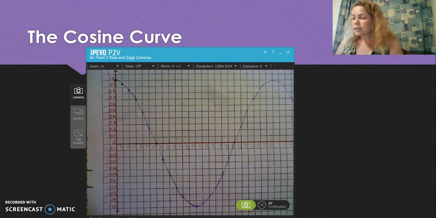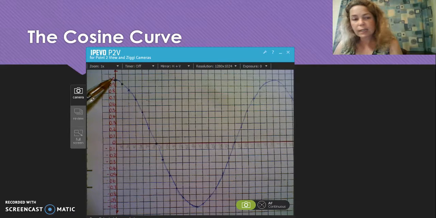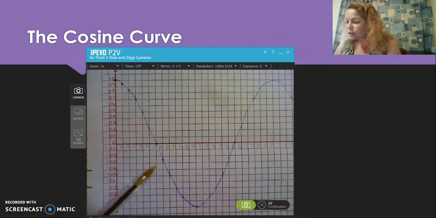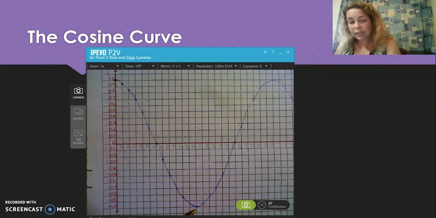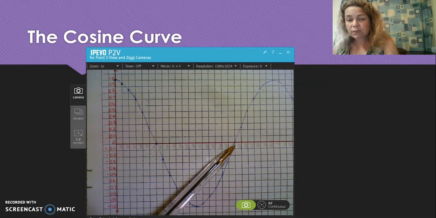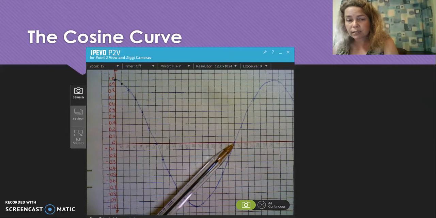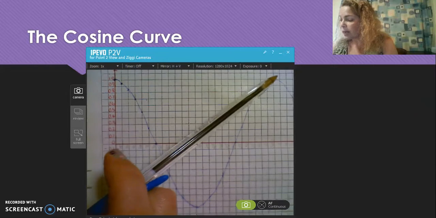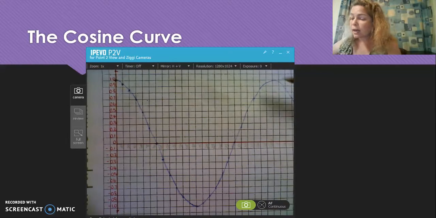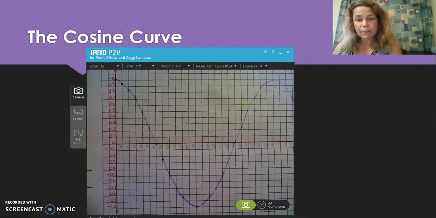You can see that our cosine curve starts at 1 and then it comes down so that at 90 degrees our cosine is 0. It goes through, so at 180 degrees our cosine is negative 1. And then it comes back up, at 270 degrees our cosine again is 0, and then back up to 1 at 360 degrees.